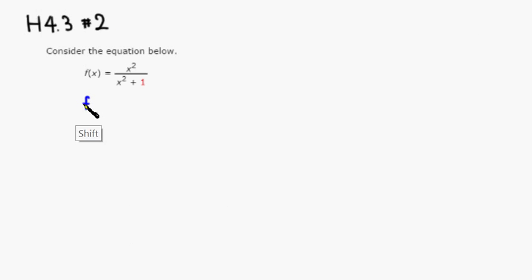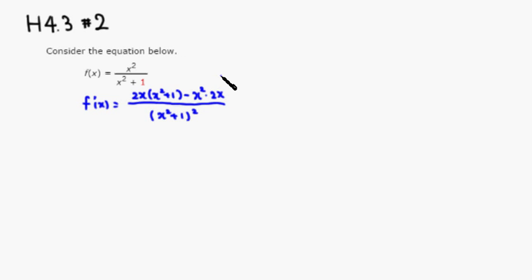So f prime of x is equal to, square the denominator, so (x squared plus 1) squared, and derivative of the top is 2x times the bottom, x squared plus 1, minus top guy times derivative of the bottom, which is 2x. Right? So we can simplify this.